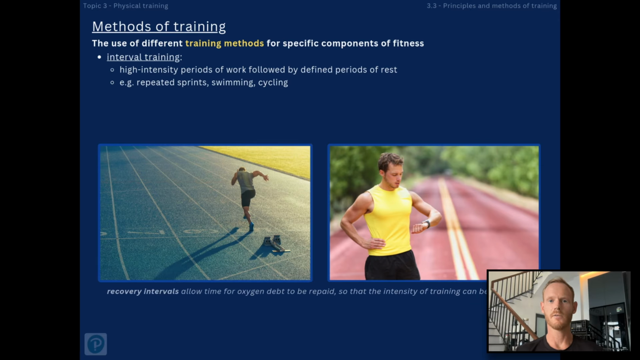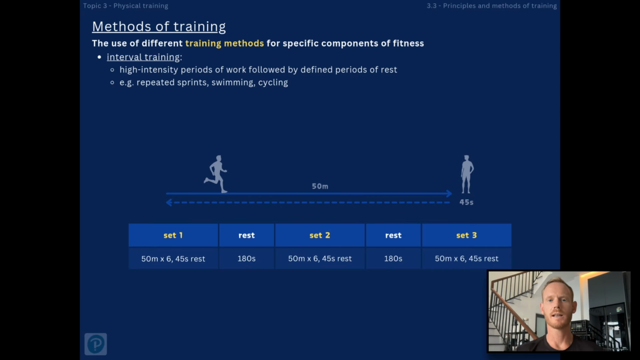Interval training is defined as high-intensity periods of work followed by defined periods of rest. It involves brief, intensive work periods that last anywhere from 8 to 10 seconds to several minutes, with time in between for rest and recovery. An interval session might consist of 3 sets of 6 reps, where each repetition is a 50-meter sprint followed by 45 seconds rest. There may also be longer rest periods of around 3 minutes between sets.